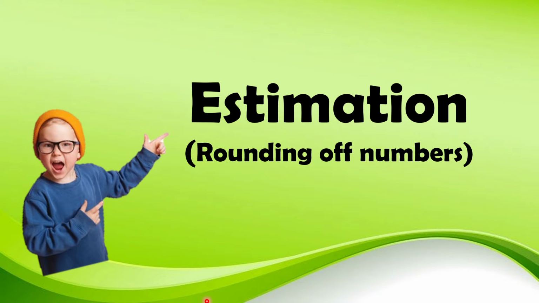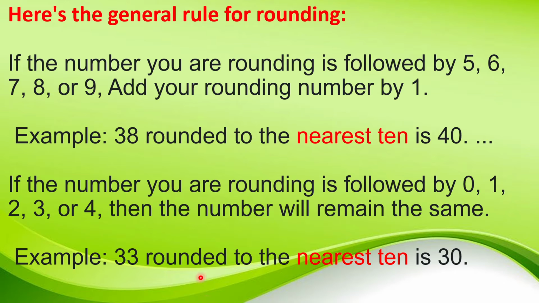Estimation, rounding off numbers. Here's the general rule for rounding numbers. If the number you are rounding is followed by 5, 6, 7, 8, or 9, add 1 to your rounding number. Example, 38 rounded to the nearest 10 is 40.